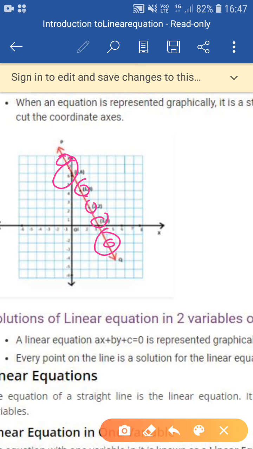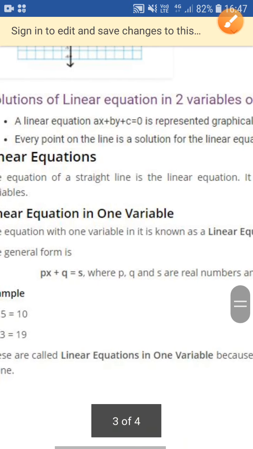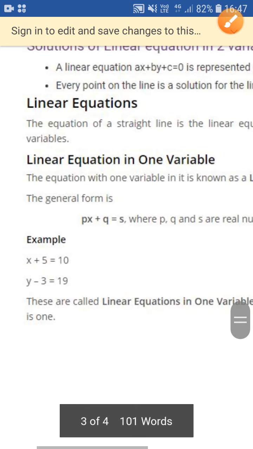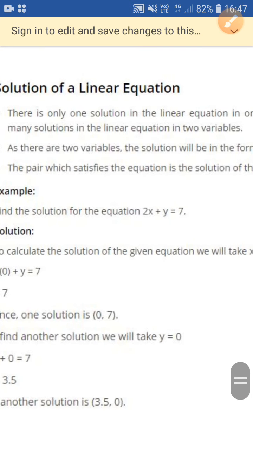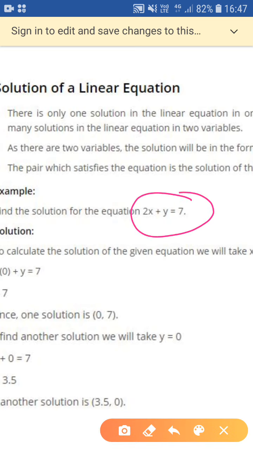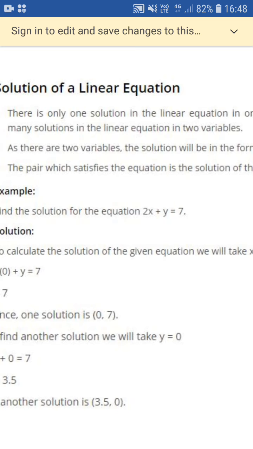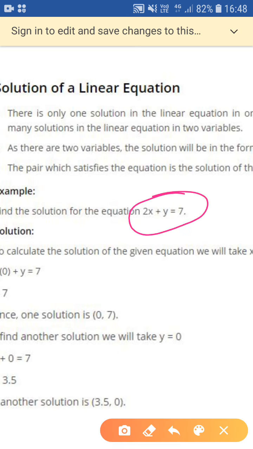And algebraically also we can prove this. Let us take one example. We want to find the solution for this equation, that is 2x plus y equals 7. First you have to identify which variable has a simple coefficient. Here, x has a coefficient 2 and y has a coefficient 1. So which one has a simple coefficient? y has a simple coefficient.